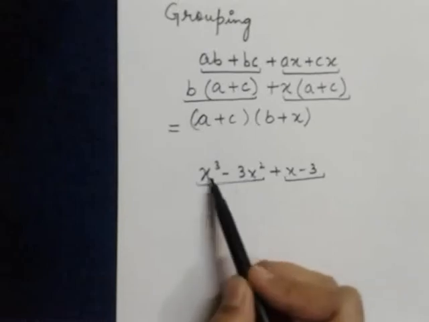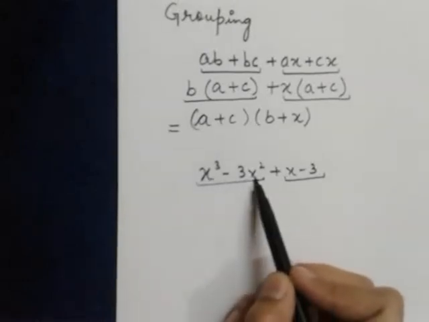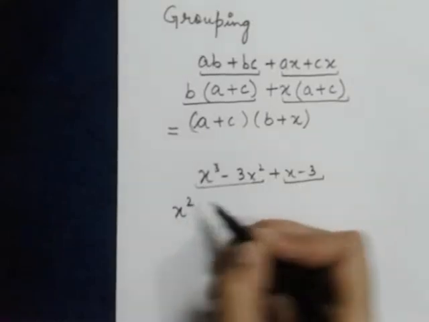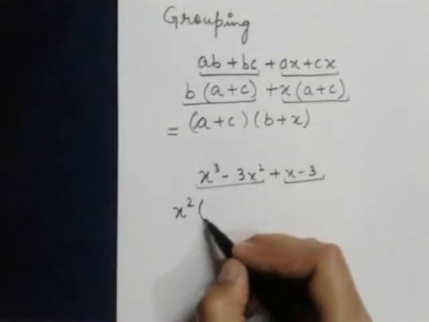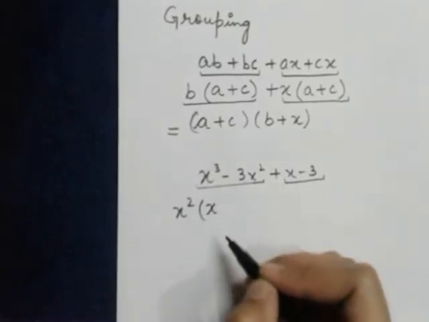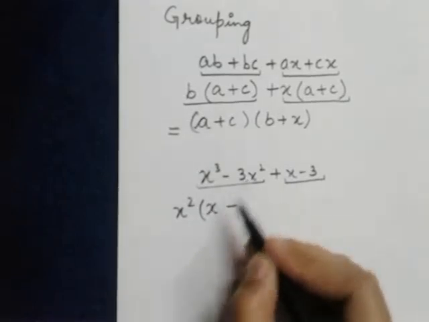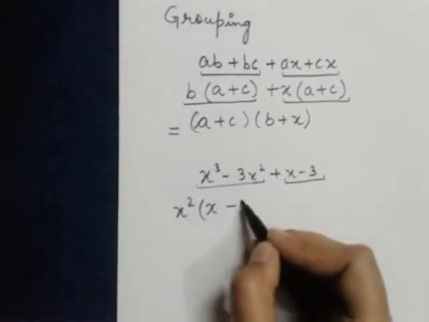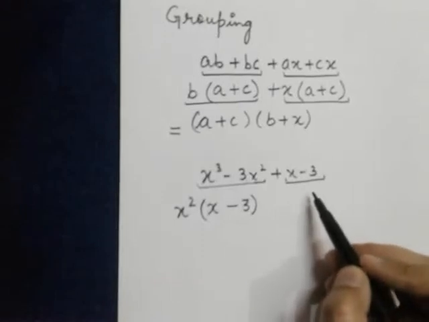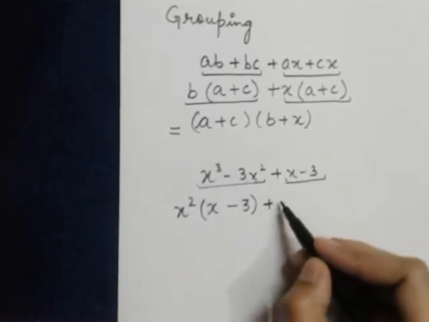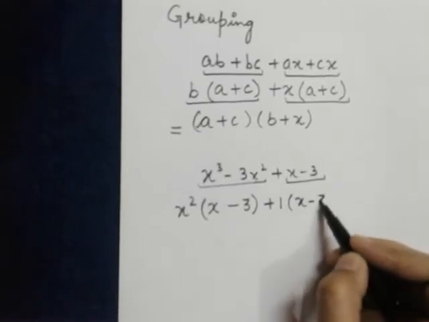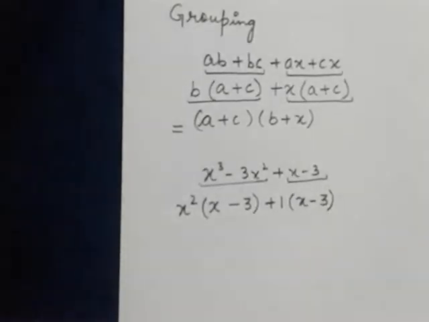In these 2 terms, x cube and x square, 2 powers of x are there, but the lower power is x square. So x square will be taken out as a common factor. X cube divided by x square gives us x, minus 3x square divided by x square will give us minus 3. In these 2 terms, nothing is common except 1. So 1 will be taken out as a common factor, and what we reach is x minus 3.